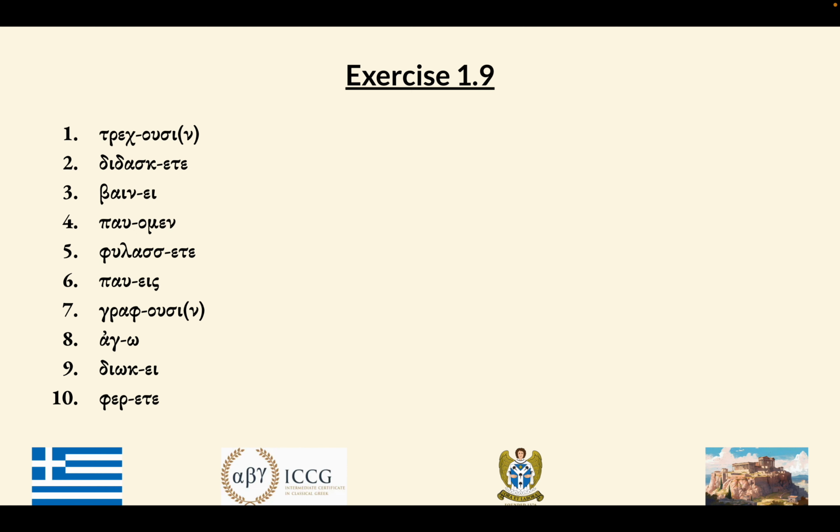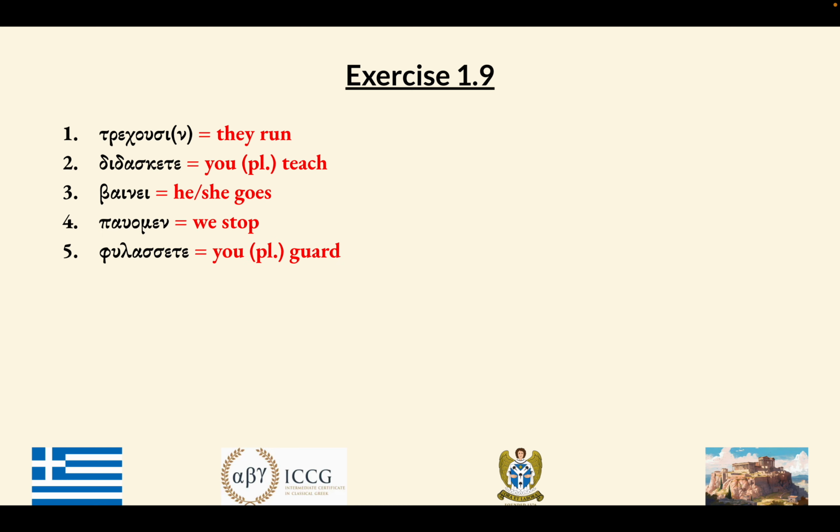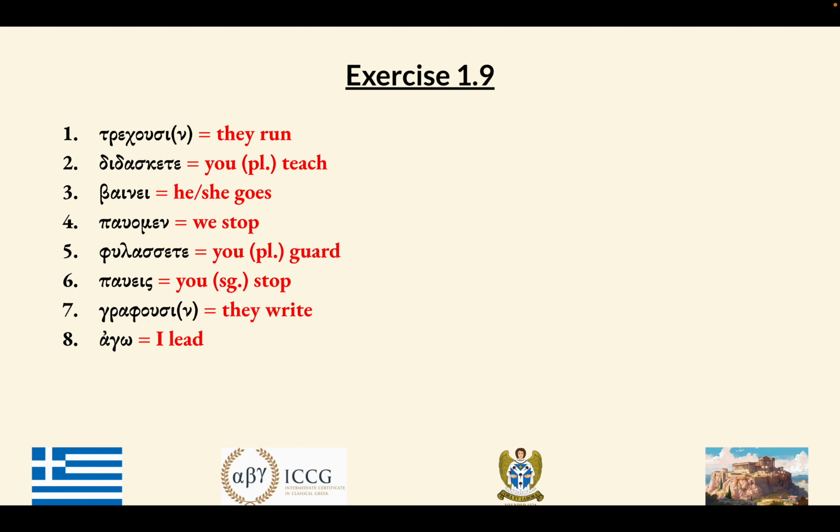Okay, then this exercise 1.9 is much the same. So trekusin, they run, or trekusi. Didaskete, you plural teach. Baine, he or she goes. Pauomen, we stop. Foulasete, you plural guard. Paueis, you singular stop. Graphusi, they write. Ago, I lead. Dioke, he or she chases. And ferete, you plural carry.